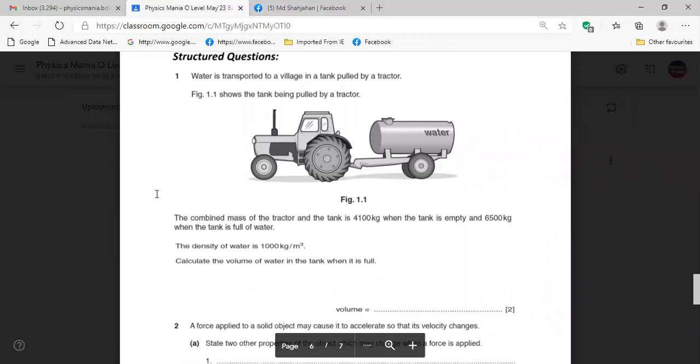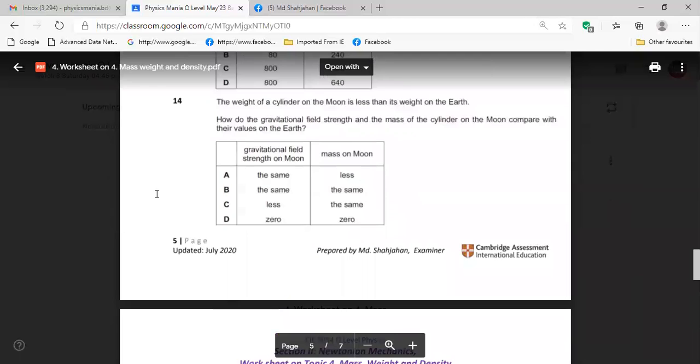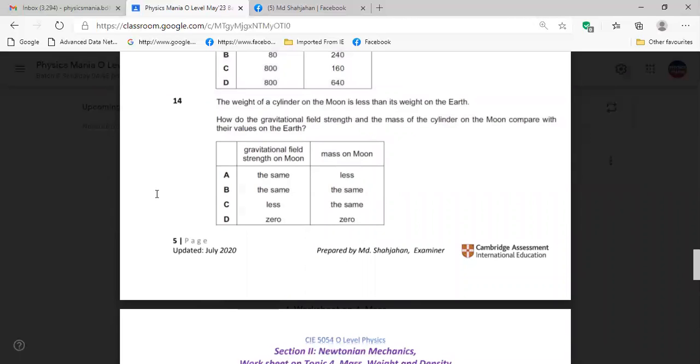Sir, but I have a question. Yeah, sure. In other instances, if there is any question about the gravitational field strength of the moon, will I write less than Earth or will I write 0? Gravitational field strength on the moon will not be 0. It is 1.6. It will be 0 in space, not on the moon. Okay.